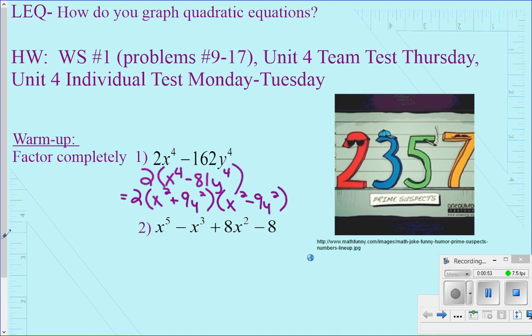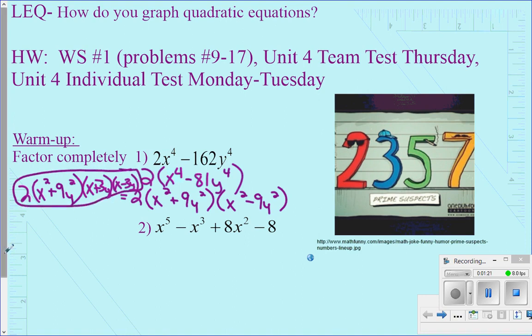which I'll just bring over here. So the x squared plus 9y squared does not factor. Hopefully you didn't try to factor that. But the x squared minus 9y squared does. That factors into x plus 3y and x minus 3y. And that is your final answer. Sorry, I got kind of messy there, but that is the final answer.